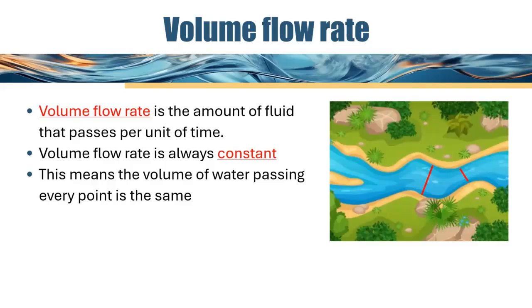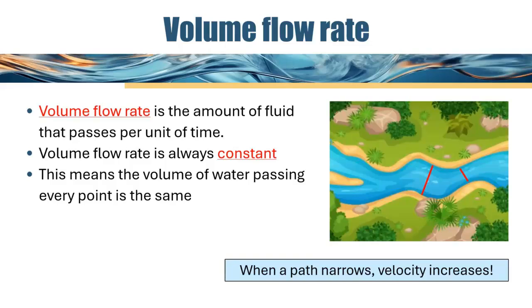So for example, if we had a river that was flowing and one part of the river was wide and another part of the river was narrow, that means the same volume of water has to pass each point at the same time. So if all of this water passes the wide part of the river and the same volume of water has to get through the narrow part of the river, that means that when the path narrows, the velocity of the water is going to have to increase. So that's a fact that always happens with a fluid. When a path narrows, the velocity increases.